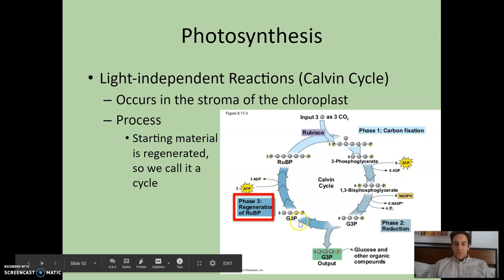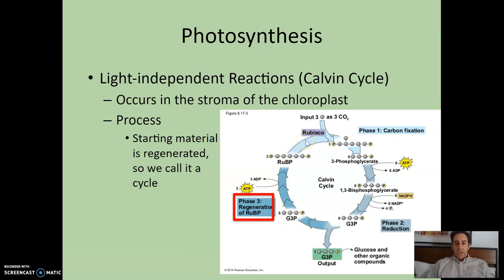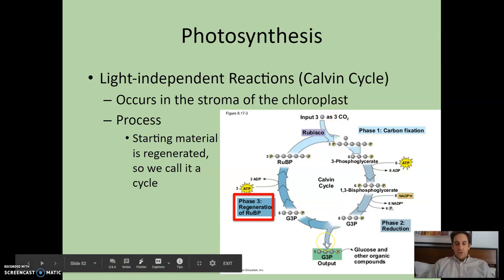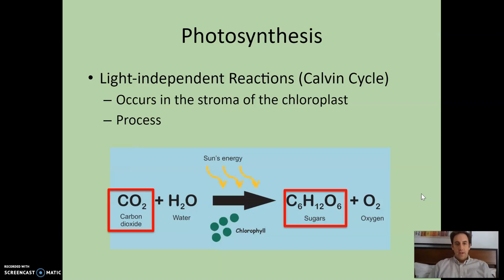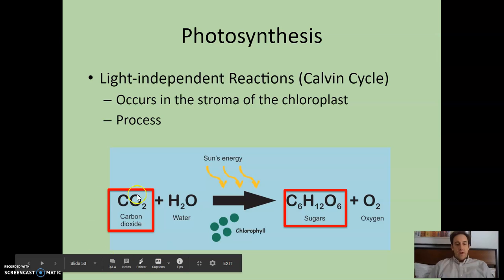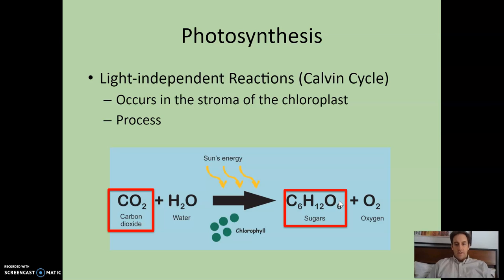After that, the starting material is regenerated. And that's why we call it a cycle, because we start with that ribulose bisphosphate and then we regenerate it at the end. So that was quick, but basically just understand this concept that we take carbon dioxide in and we take sugars out. And to do that conversion, we're using the chemical energy of the ATP and NADPH that was produced during the light-dependent reactions. So this accounts for where carbon dioxide is used and where the sugars are produced in this process.